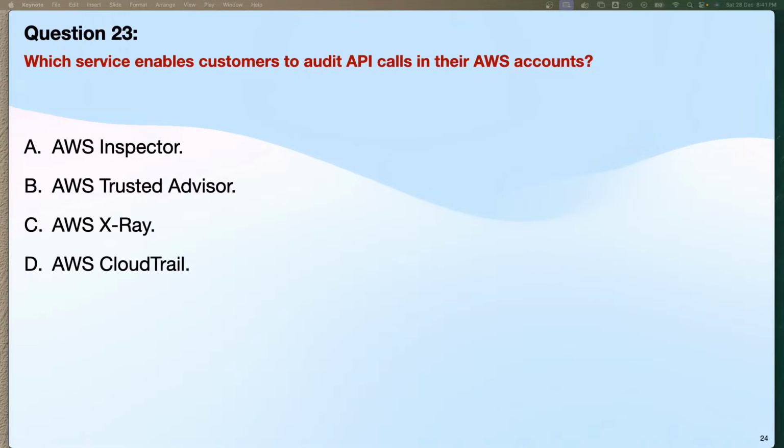AWS CloudTrail, remember, is the service to audit the API calls. And CloudWatch is for your application logs. So don't confuse CloudWatch and CloudTrail. So the answer here is CloudTrail.